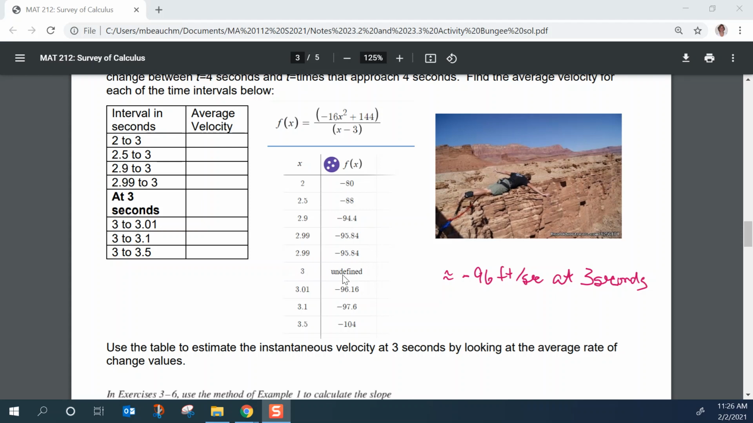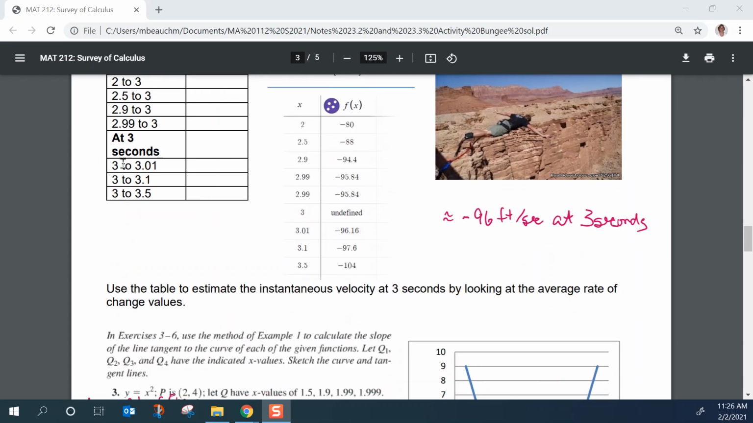At 3, it's undefined, so let's look at the other side of 3, points a little bit further away that are higher than 3. If we put in 3.01, 3.1, and 3.5, notice that for this undefined value, negative 96 would fit. So we're looking at the pattern just like we did with limits, the numerical pattern, to try to guess what we think goes there. So we get negative 96 feet per second at 3 seconds.